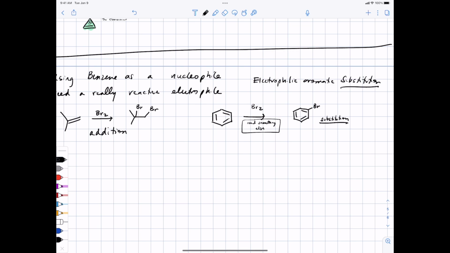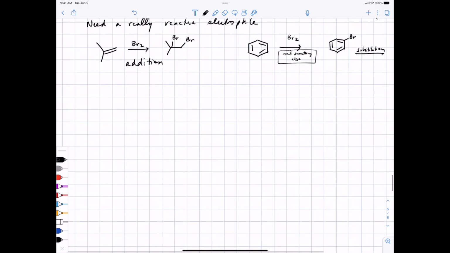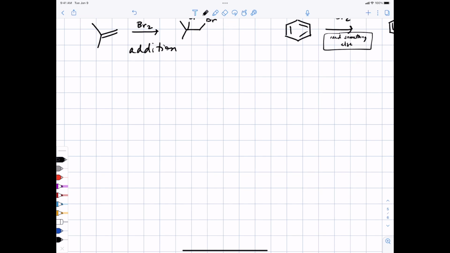Alkenes do addition reactions. Benzene rings generally don't. They do substitution reactions, and the substitution part is all about once you've added the electrophile, you've got to lose something else in order to restore aromaticity. So let me take you through an example of a general mechanism for these types of reactions.